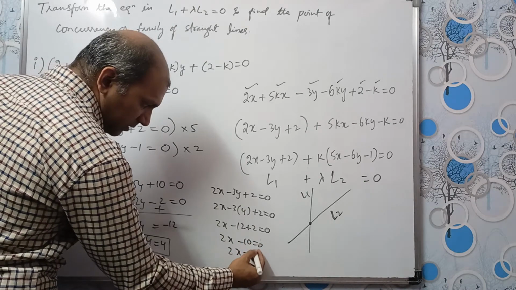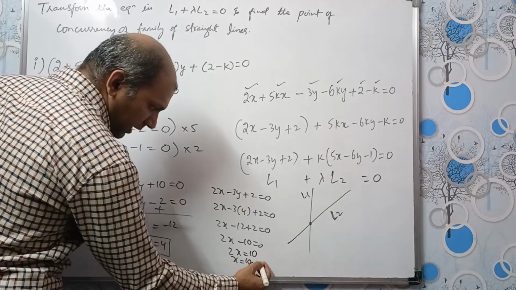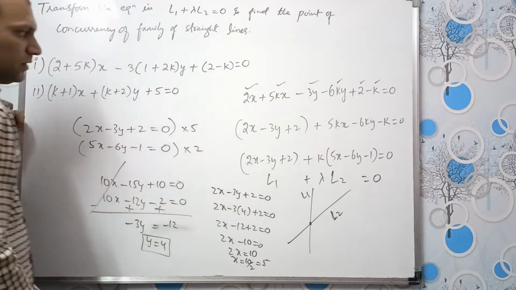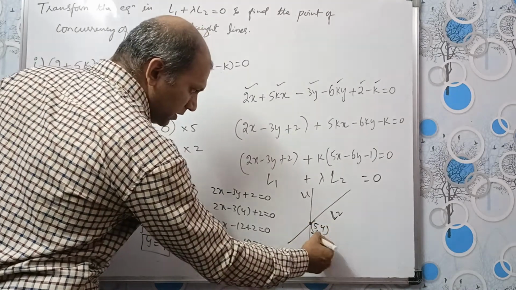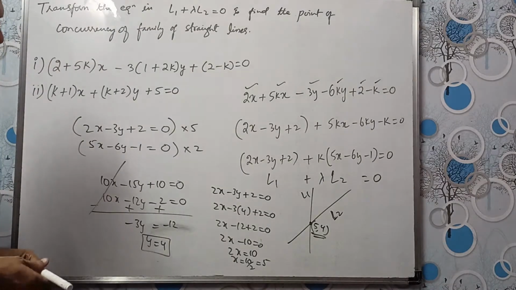10 goes on the other side, becomes plus. So x will be equal to 10 by 2. It will be equal to 5. So the point of intersection of these two straight lines is 5, 4. Okay. I hope this is clear.